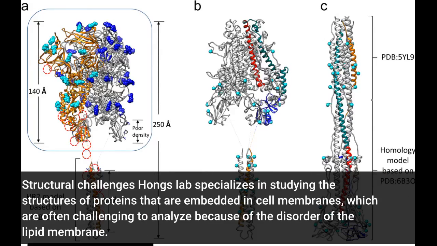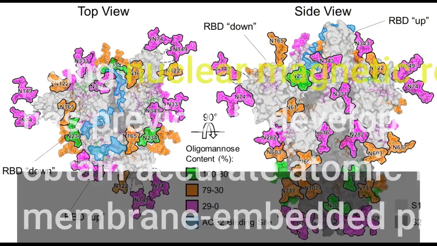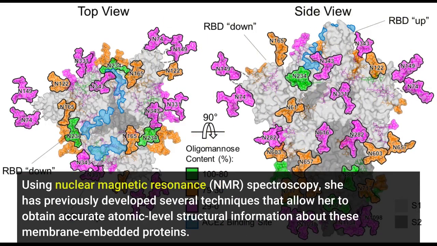Structural Challenges. Hong's lab specializes in studying the structures of proteins that are embedded in cell membranes, which are often challenging to analyze because of the disorder of the lipid membrane. Using nuclear magnetic resonance (NMR) spectroscopy, she has previously developed several techniques that allow her to obtain accurate atomic-level structural information about these membrane-embedded proteins.